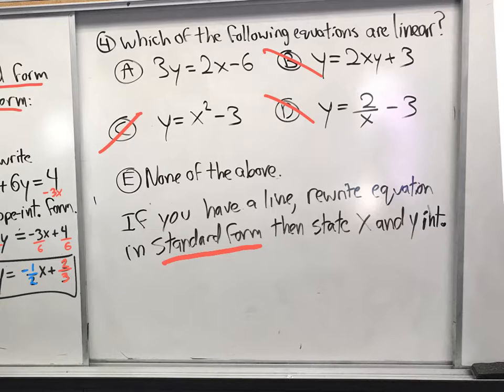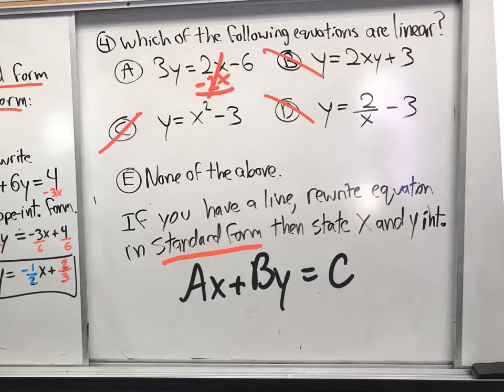And standard form is capital Ax plus capital By equals capital C. So I need to get the x and the y on the left side of the equal sign. Here's a y on the left side, but I need that x to be over there also. So I'm going to subtract 2x and subtract 2x. Now I'm going to rewrite my equation down here. It's going to be negative 2x plus 3y equals negative 6. Now it's in standard form.